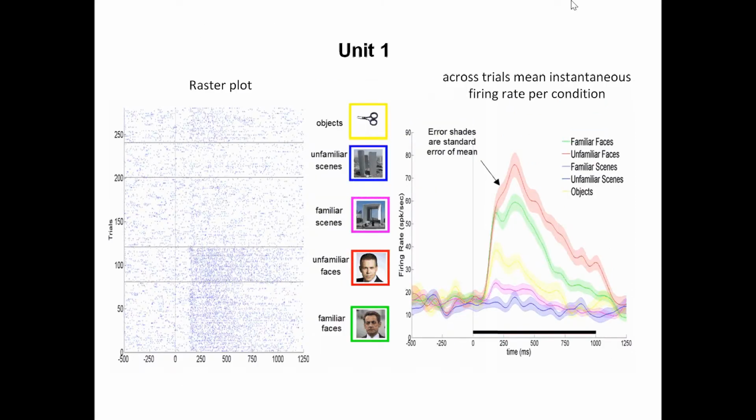Here is another way to see the results. On the left side is the same raster plot, and on the right side you see the across-trials mean instantaneous firing rate, so it is averaged across trials. Obviously, this is only one patient, only one subject.